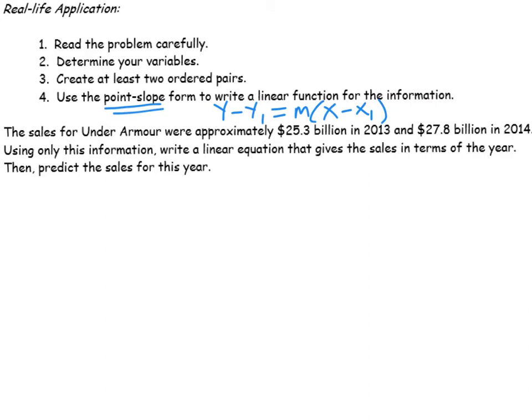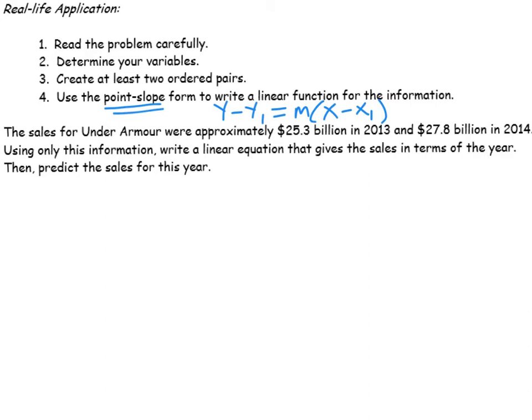So Under Armour's sales were approximately $25.3 billion in 2013, $27.8 billion in 2014. Okay? From only this information, we want to write a linear equation that gives the sales in terms of the year, so we could then predict the sales for this year. So this year would be 2020, right? So we'd use our line to get a ballpark estimate of what Under Armour would think maybe their sales would be this year.